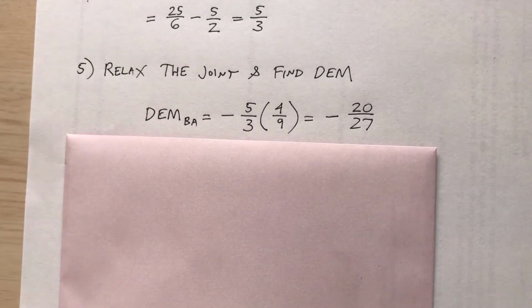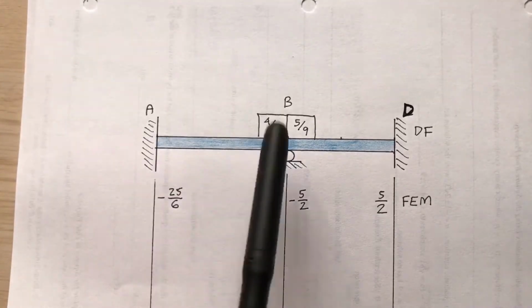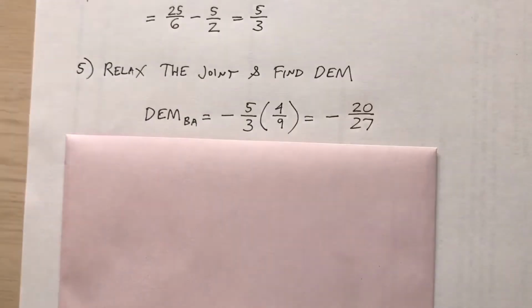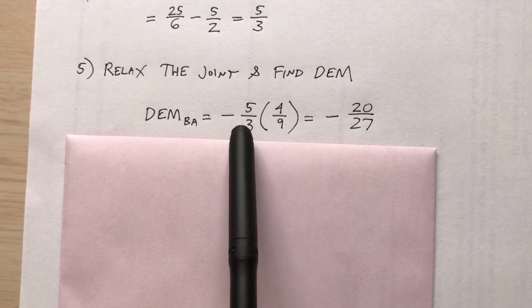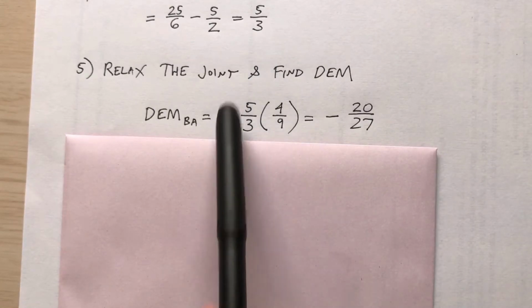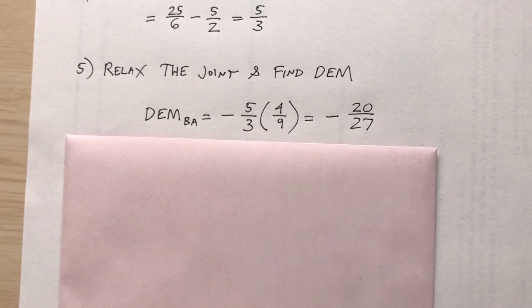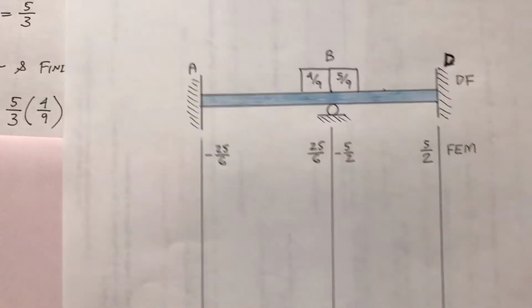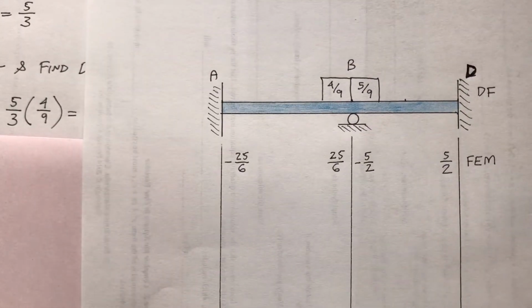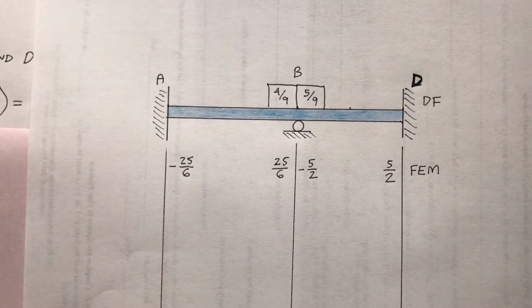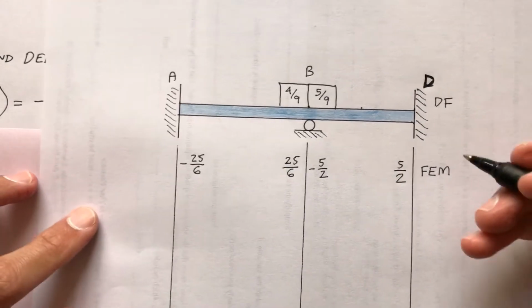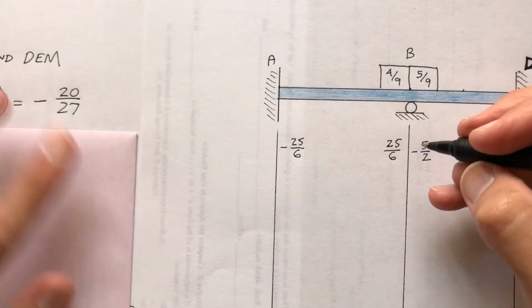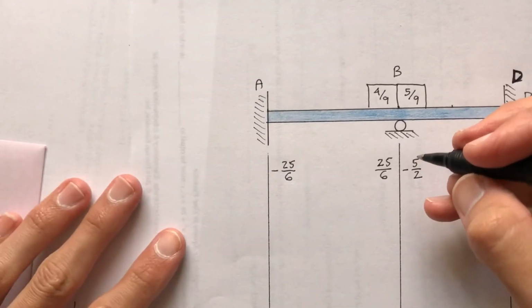Use the opposite sign here. Negative 5/3 times the distribution factor 4/9. I'm talking about BA, B to A, distribution factor 4/9. 5/3 is the unbalanced moment, opposite sign. 5/3 times 4/9 is negative 20/27. Where do I put that? I'm going to put that right here below the 25/6. Negative 20/27.